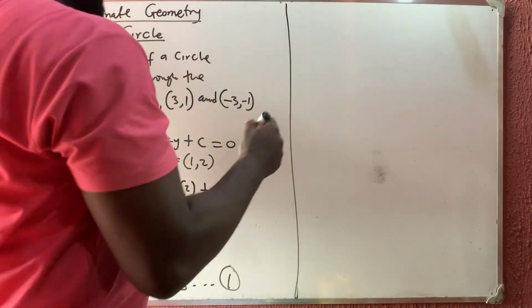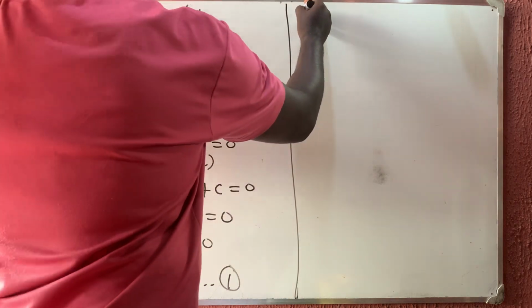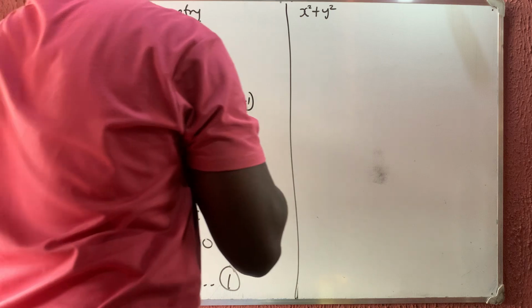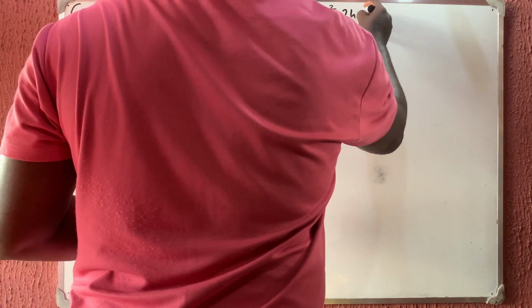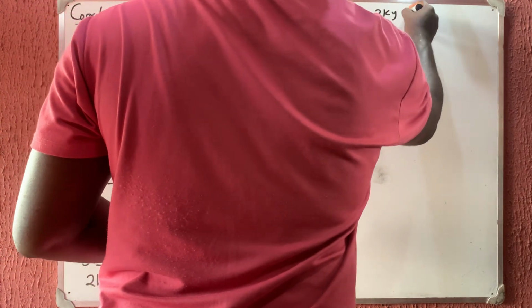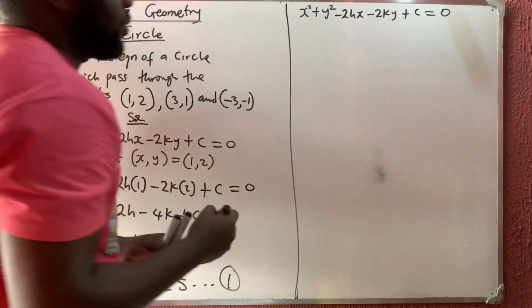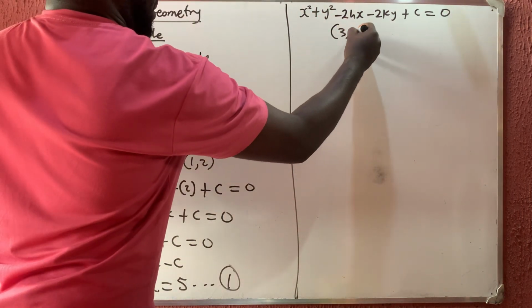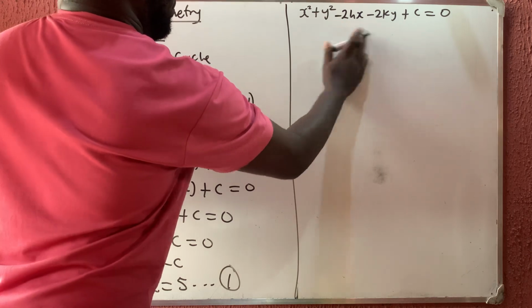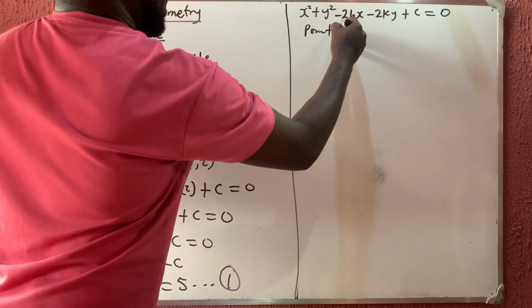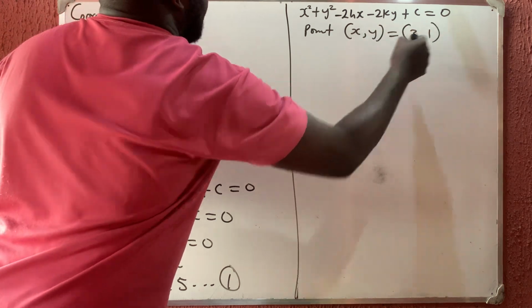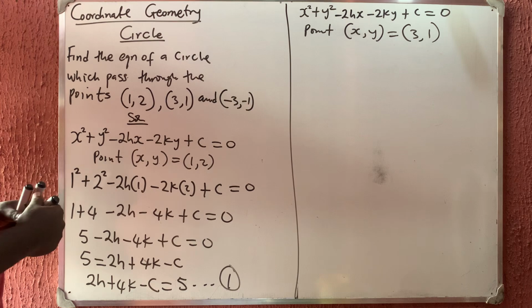Now, for equation 2, the same thing again. We have that x squared plus y squared minus 2hx minus 2ky plus c is equal to 0. Now, we have the second point. The second point they gave us is 3, 1. The second point is the x, y coordinate, which is what? 3, 1. So which means my x is 3 and my y is 1.